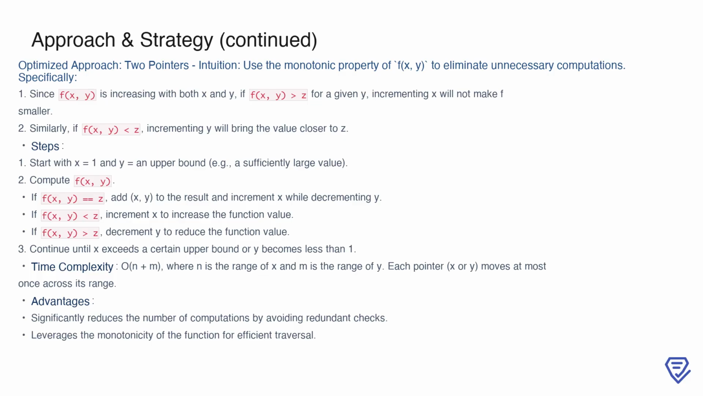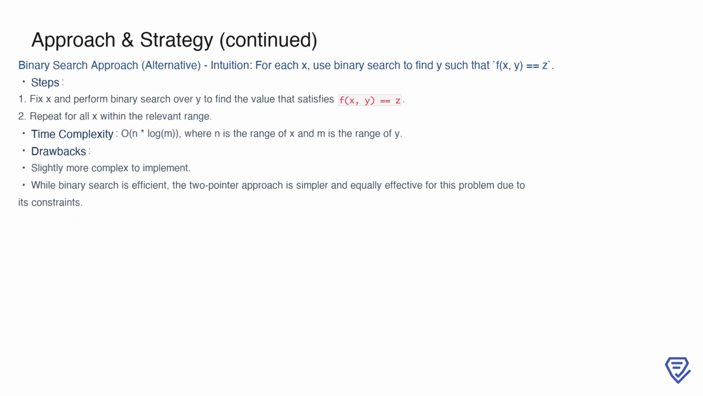This approach has a time complexity of O(n + m), where n and m are the ranges of x and y, and it significantly reduces the number of computations by avoiding redundant checks. By taking advantage of the function's monotonicity, we achieve an efficient traversal strategy. An alternative strategy we could consider is the binary search approach. Here, the intuition is to fix one variable, x, and use binary search to find a corresponding value of y such that f(x, y) equals z.